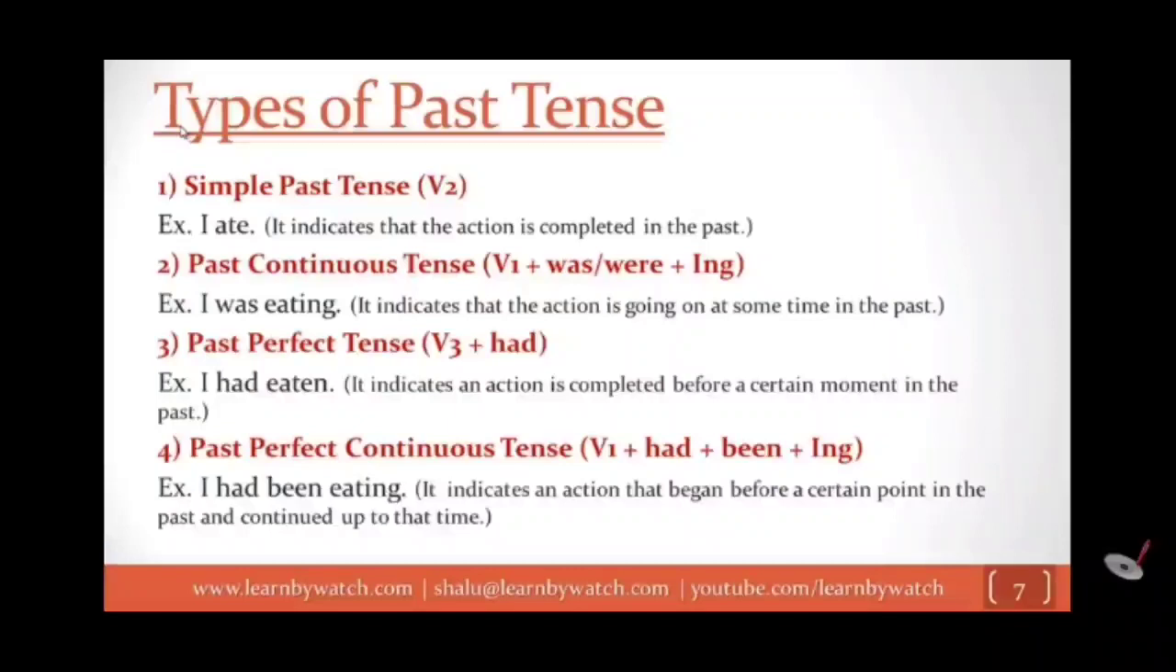Okay, and the last one is past perfect continuous tense. Past perfect continuous tense denotes an action that began before a certain point in the past and continued up to that time. Okay, it started, continued for some time, and finished. Alright, for that we will use past perfect continuous tense. Alright, like I had been eating. Alright, so these are the 4 types of past tense.